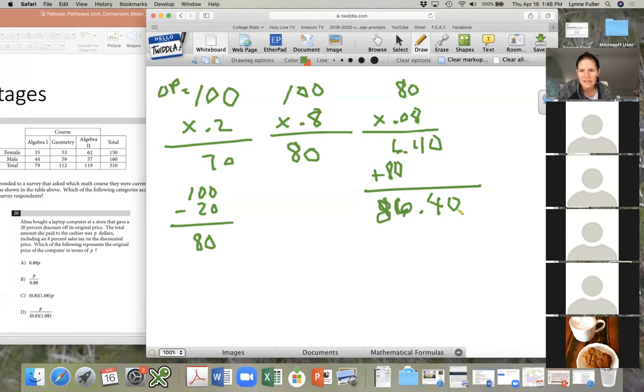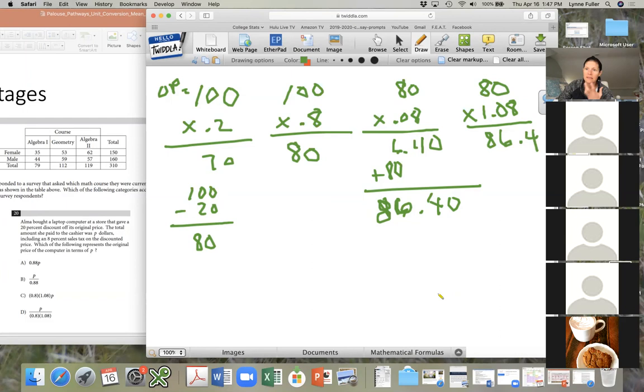Okay, so 86.40. Now, a one-step way to think about this would be to take the discounted price for the computer and multiply by 1.08. Here's why. She is agreeing to pay 100% of the discounted price. That's where the 1 comes from, but is paying an additional 8% in sales tax. And if everybody takes their calculator and takes 80 times 1.08, you can see it automatically adds in the sales tax to this price, which would be $86.40.